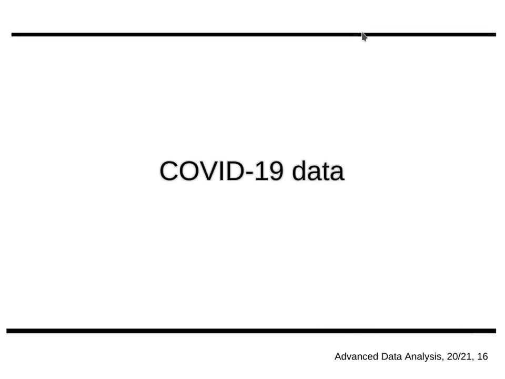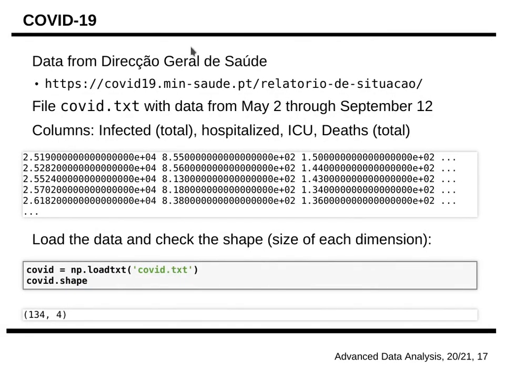So let's look also at COVID-19 data. You can get this from Direção-Geral de Saúde, but actually they submit a PDF report every day, so it's a bit of a nuisance to extract the data from there, especially because they keep changing the format of the report, and it's a PDF generated from a PowerPoint presentation, and it's quite messy. But I wrote some scripts to do that, and in this TXT file we have the data from May 2nd to September 12th. And we have 4 columns here.